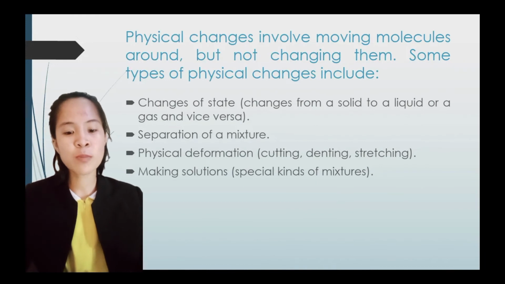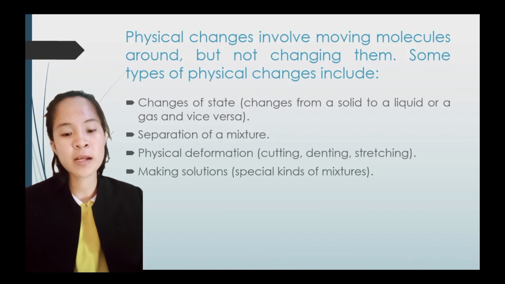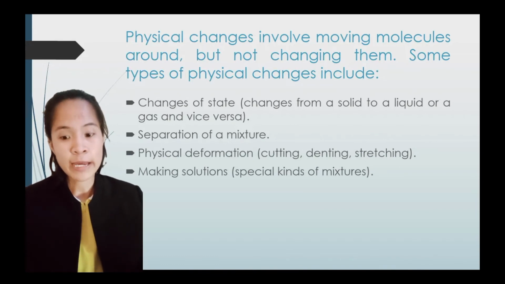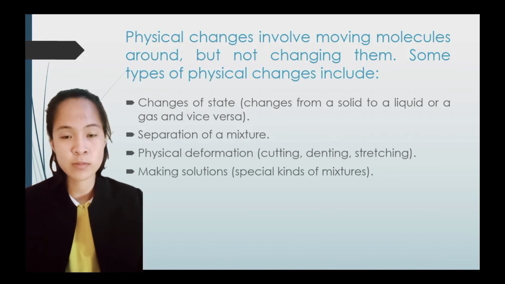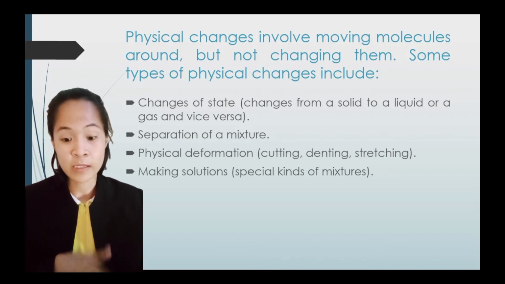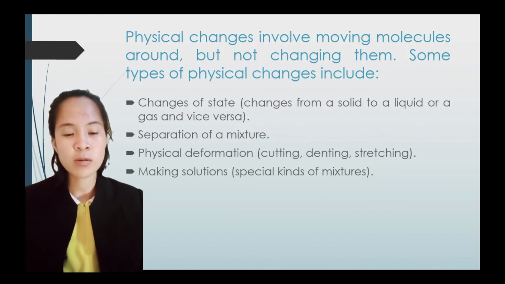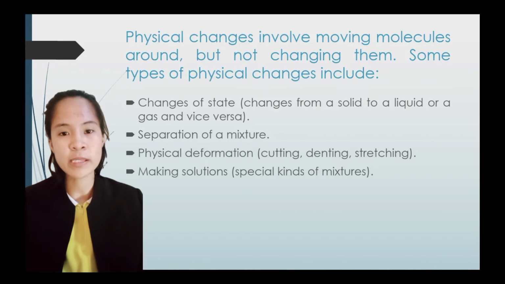Physical changes involve moving molecules around but not changing them. Some types of physical changes include, so there are 4 types, which are changes of state, separation of a mixture, physical deformation, and making solutions. So in changing of states, for example, solid to liquid, or vice versa, or even in changing it into gas. Freezing, boiling, or bending, for example, is melting an ice. So, freeze man siya sa una.